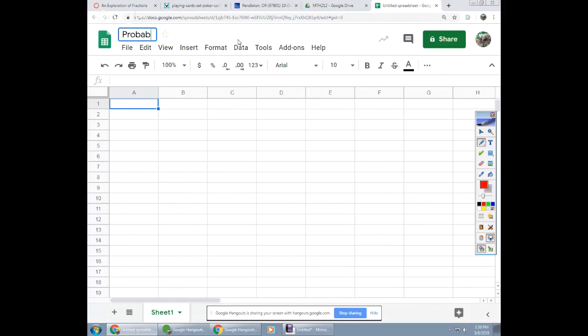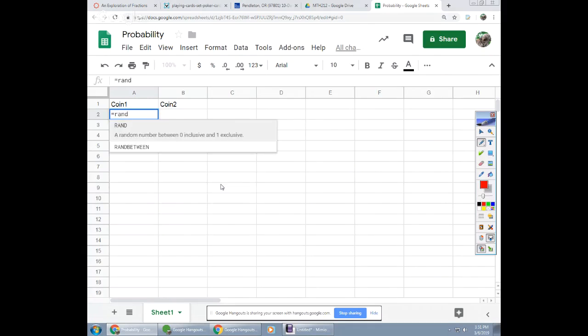So probability, close enough. And so I have, let's say, coin 1, and I have coin 2. So most spreadsheets have a random number generator in them, which is like flipping a coin. You could say 1 is a head and a 0 is a tail, maybe. So I'm just going to say, hey, can you do something random for me?